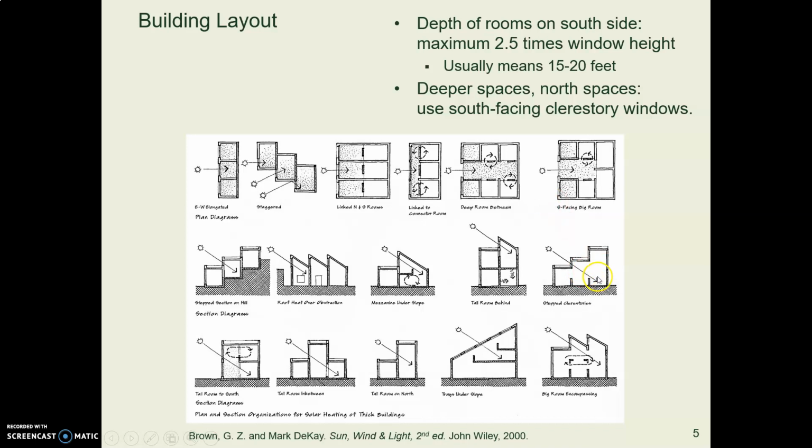If you have a long space and you want sun to get in there, then you'll want to consider using things like clerestory windows. So let's say, for example, your window were 10 feet above the floor. The top of the window is 10 feet above the floor. 2.5 times 10 feet is 25 feet. So if your window is 10 feet above the floor, sunlight will reach about 25 feet into the room.